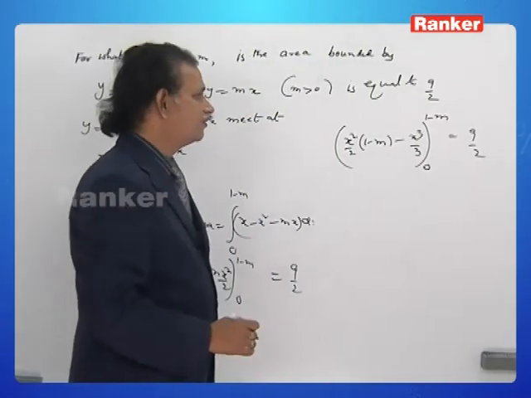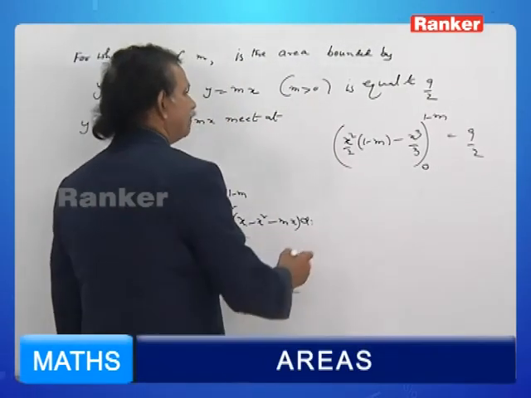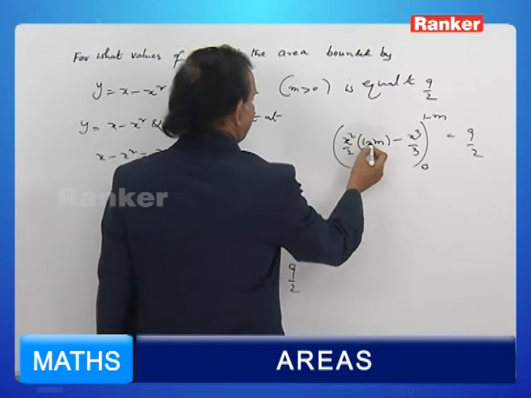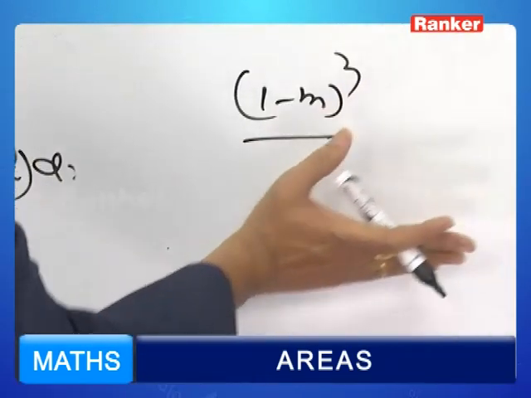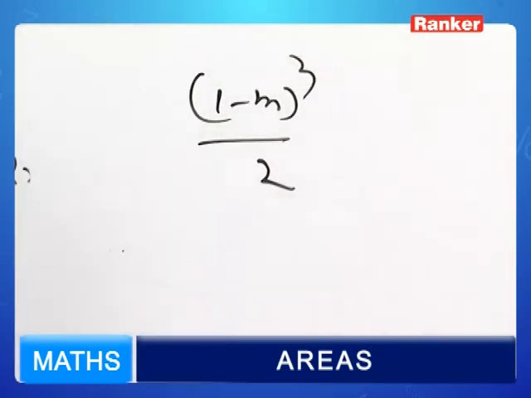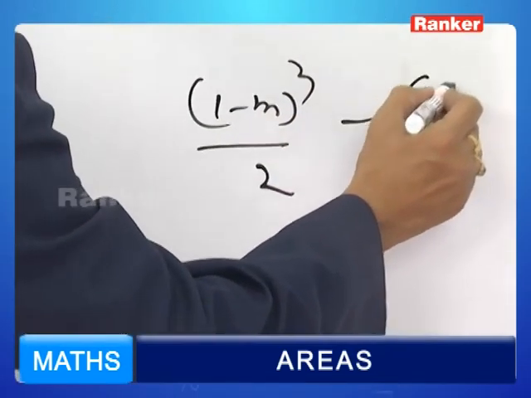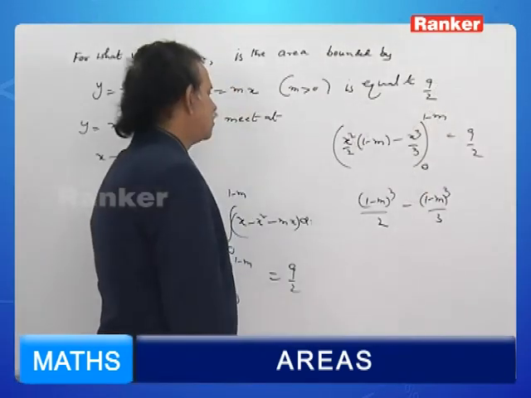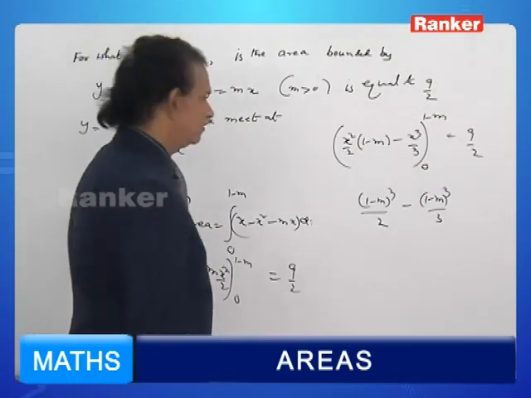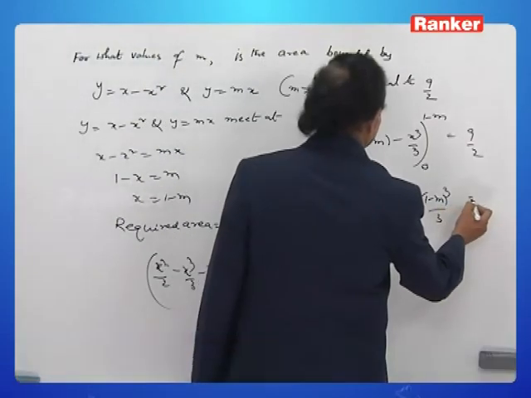First of all, substitute 1 minus m. What happens? (1 minus m) whole square into (1 minus m), (1 minus m) whole cube by 2 minus (1 minus m) whole cube by 3. And if you put x equal to 0, everything will be 0. So, this is equal to 9 by 2.